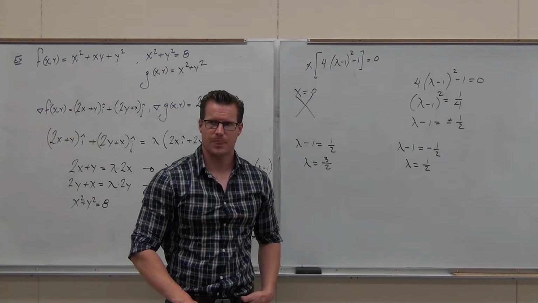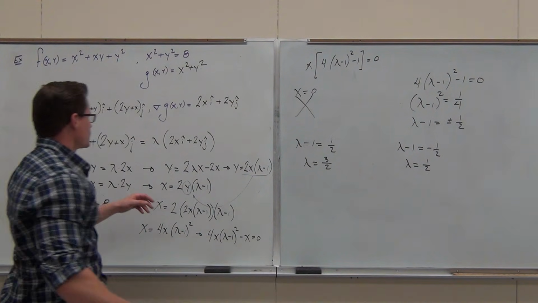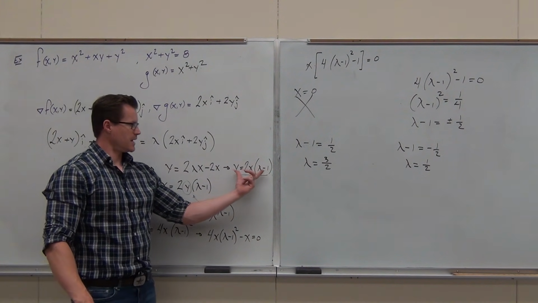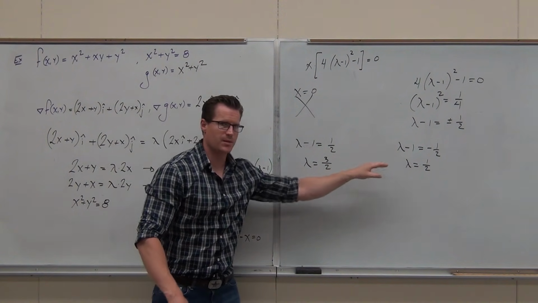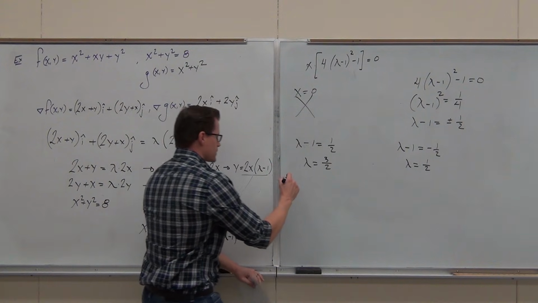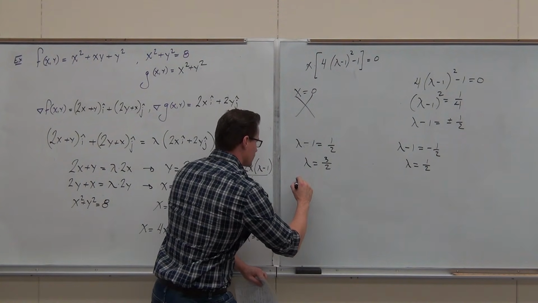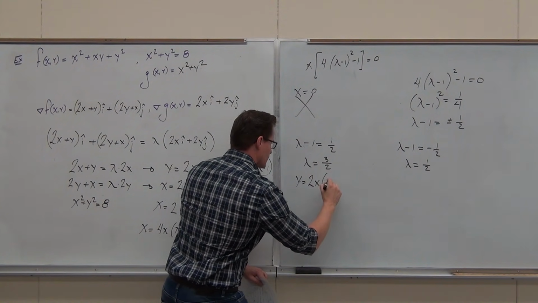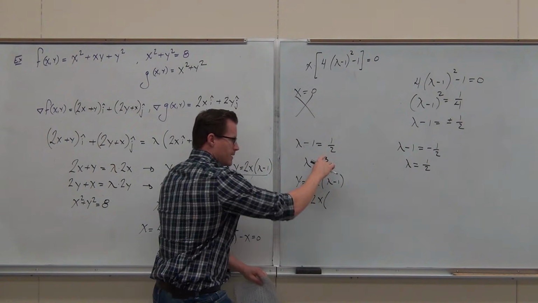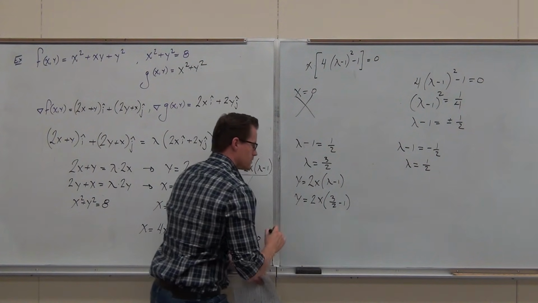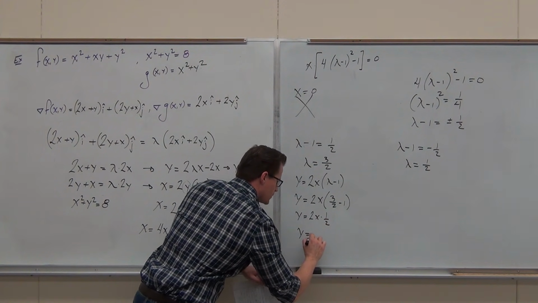You guys okay with that? Okay. Now, since we have something that relates x's to y's, we're going to take each of these and plug them in for lambda. It's going to give us an equation. So let's use this one. Y equals 2x times 3/2 minus 1. That's 1/2. Y equals x.